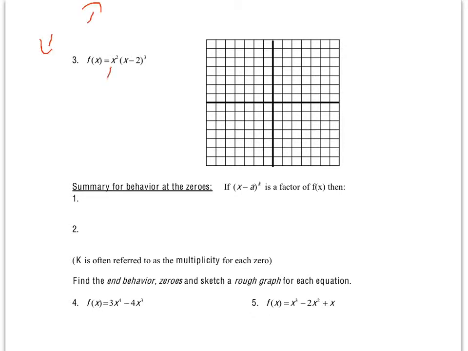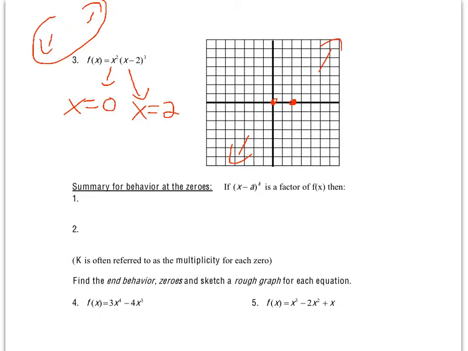Our zeros, well, for this x squared, I have x equals 0. For this x minus 2, I have x equals 2. So let's graph this. I got the origin, and I have x equals 2. I'm going to put the end behavior in, which is this. So to the left of the x-intercept, I go to the left. To the right of the last x-intercept, I'm going to go up to the right.